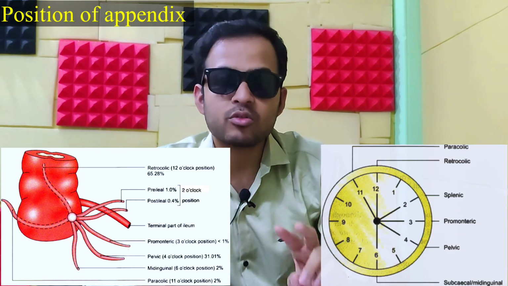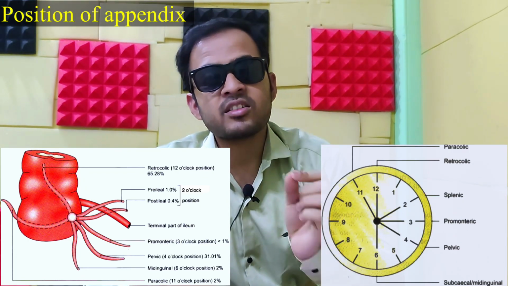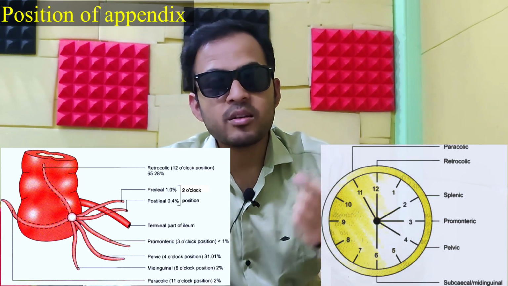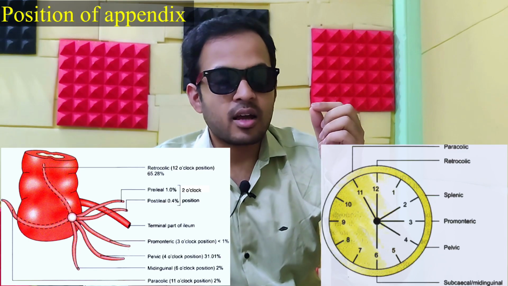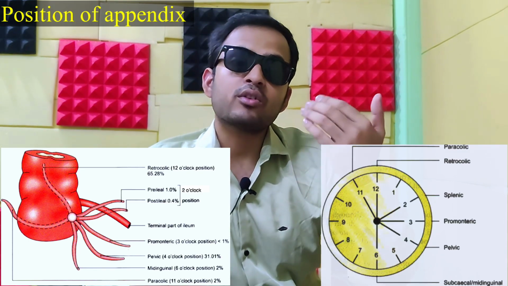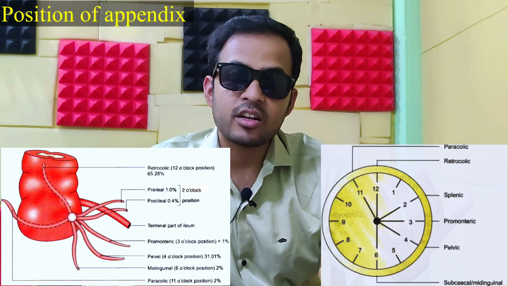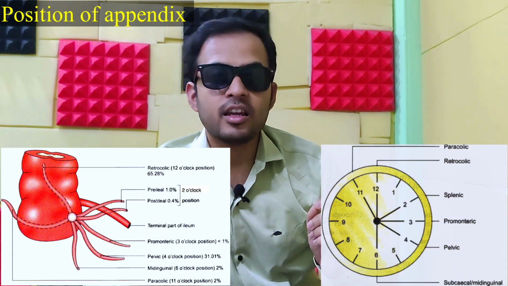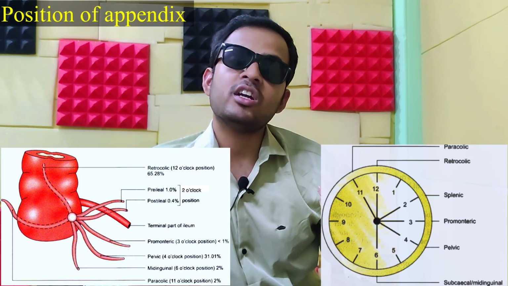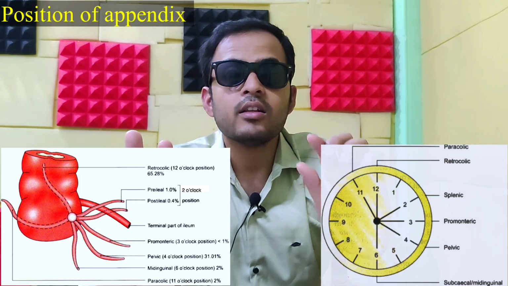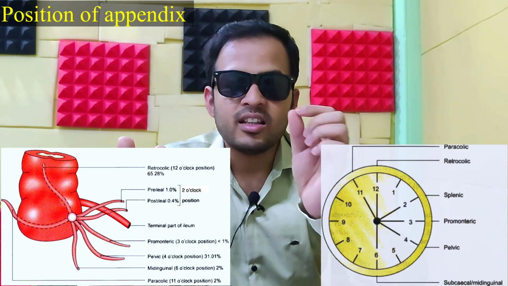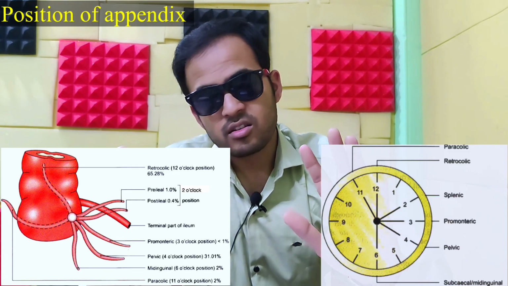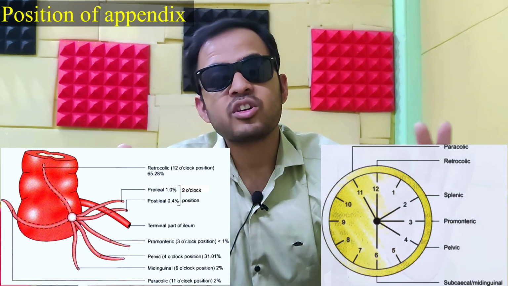Third of all, the 2 o'clock position. The tip of the appendix drifts towards the spleen, so you call it the splenic position. In this condition, the appendix may lie in front of the ileum, so we call it the pre-ileal position, or it can lie behind the ileum, so we call it the post-ileal position. Fourth of all, you're going to find the 3 o'clock position. The tip of the appendix drifts towards the sacral promontory, so we call it the promontoric position.